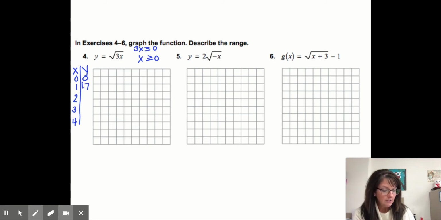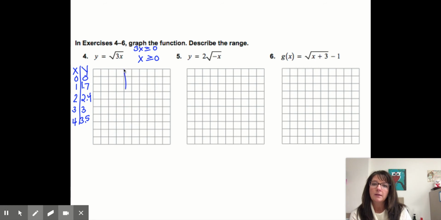2 times 3 is 6. Take the square root of that, 2.4 for your output value. Make sure that you're getting some of these to work out too. So if our input value is 3, 3 times 3 is 9. Square root of 9 is 3. That's a perfect square. Square root of 12, because we have 4 times 3, is about 3.5.